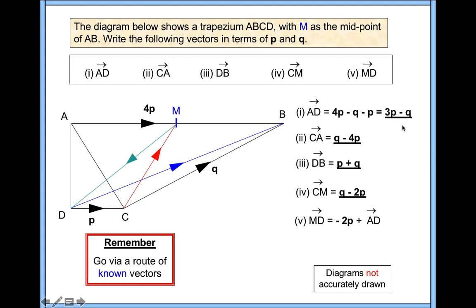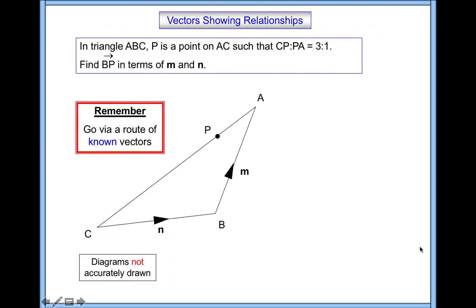You found it out here. Vector AD is 3P minus Q. So that will be negative 2P plus 3P minus Q, which is going to be P minus Q. When you group the like terms, students, negative 2P plus 3P is going to be P. So negative 2 and positive 3, you will get P, negative Q. So your answer is P minus Q.